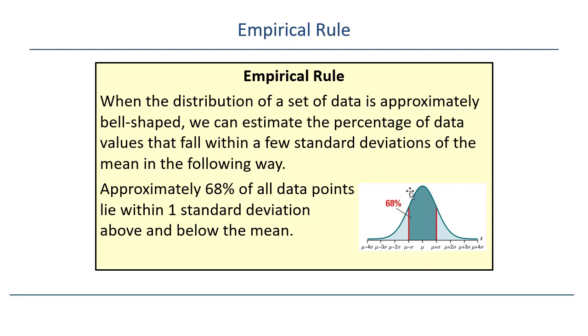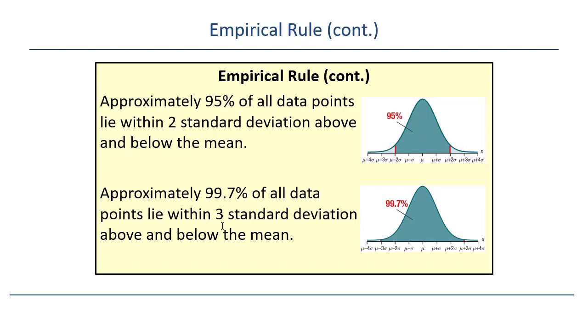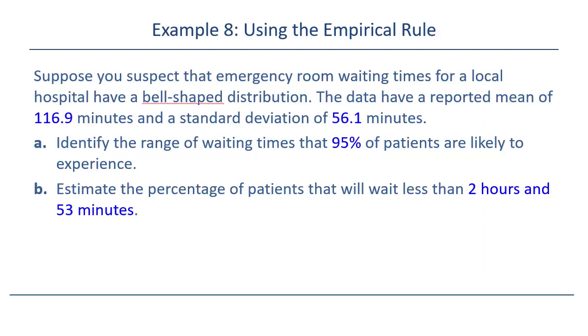The empirical rule tells us that if we have a normal distribution, this will capture roughly 68% of all of our data. If we go out 2 standard deviations, so mu plus 2 sigma, mu minus 2 sigma, that gives us roughly 95%. And if we go out 3 standard deviations, we get almost all of it, we get 99.7. That's the empirical rule: 68, 95, 99.7.